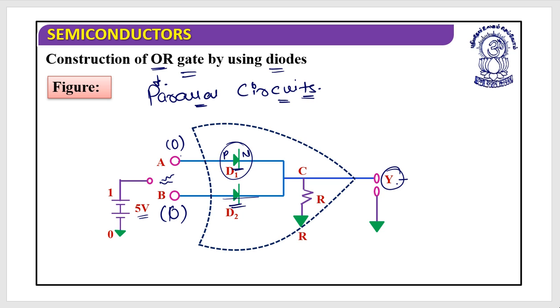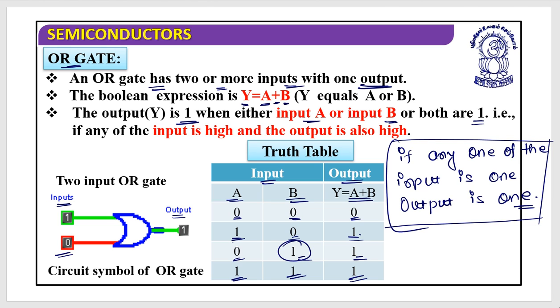Have you noted this truth table? Please note this if you have not noted it. Also, you need to write this: it's A or B. Have you done it?